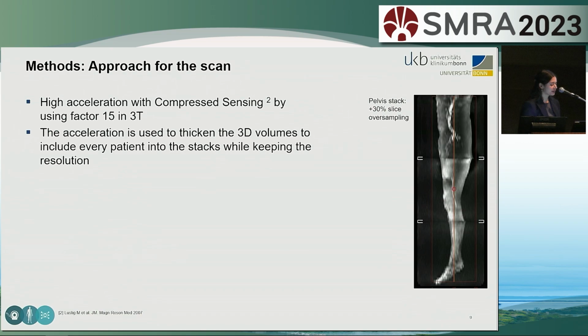Our approach for the scan was that we took advantage of advanced acceleration techniques, in this case using compressed sensing with an acceleration factor of 15 at 3 Tesla. In this case, the acceleration was used to thicken the 3D volumes to include every patient in the stacks, while at the same time keeping the same resolution. Think of it like a one-fits-all solution.